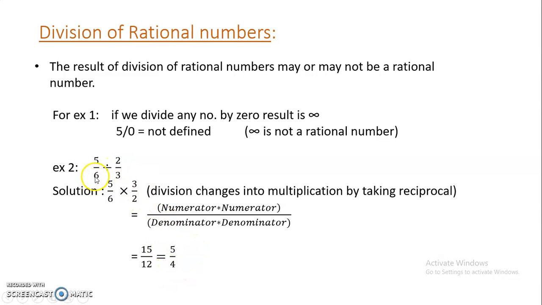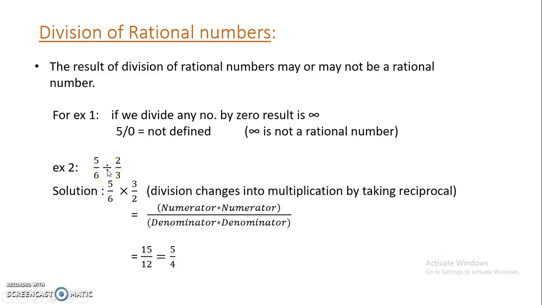Let's see an example, 5 by 6 divided by 2 by 3. So this is clearly in the form of p by q. 5 by 6 is in the form of p by q. 2 by 3 is also in the form of p by q. These are rational numbers and we are dividing them. So let's see how to divide when the question is in this format.